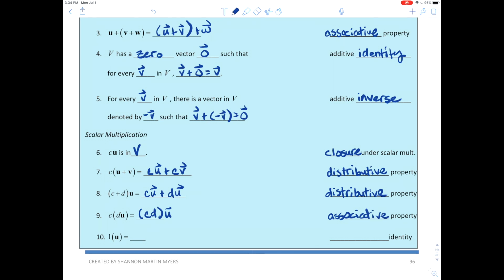And then the scalar 1 times the vector u is equal to the vector u. I like to say scalar so that we don't confuse anything with other sets. So that's the scalar multiplicative identity.